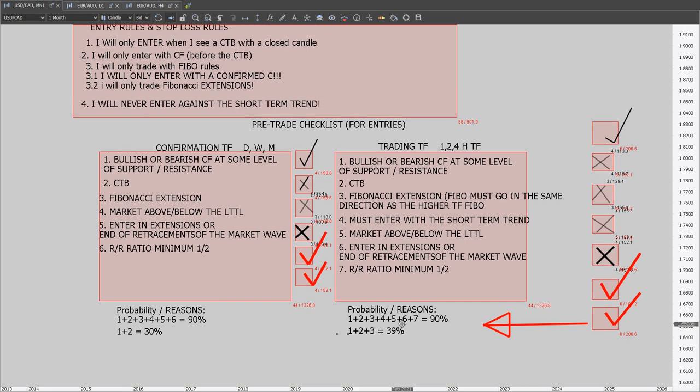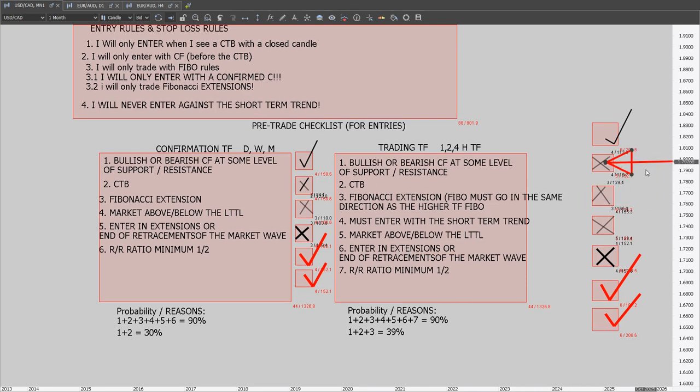So everybody, maybe it's complex to some of you, but this is extremely important stuff. Because before you enter into a trade, if you see that you don't have enough probability, then you just stay out. You have 30% chance, not 39, 30, because the higher time frame controls the smaller time frame. So Euro AUD pre-trade checklist, stay out. Questions so far?